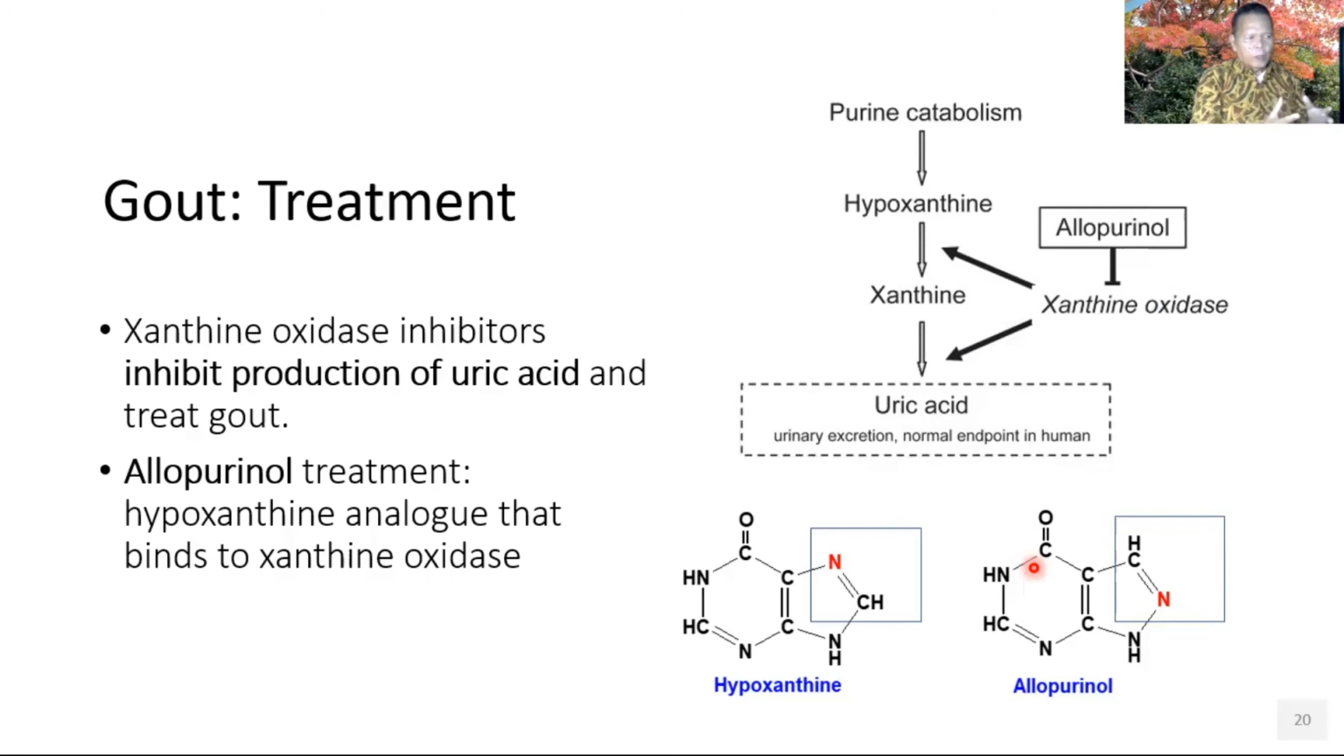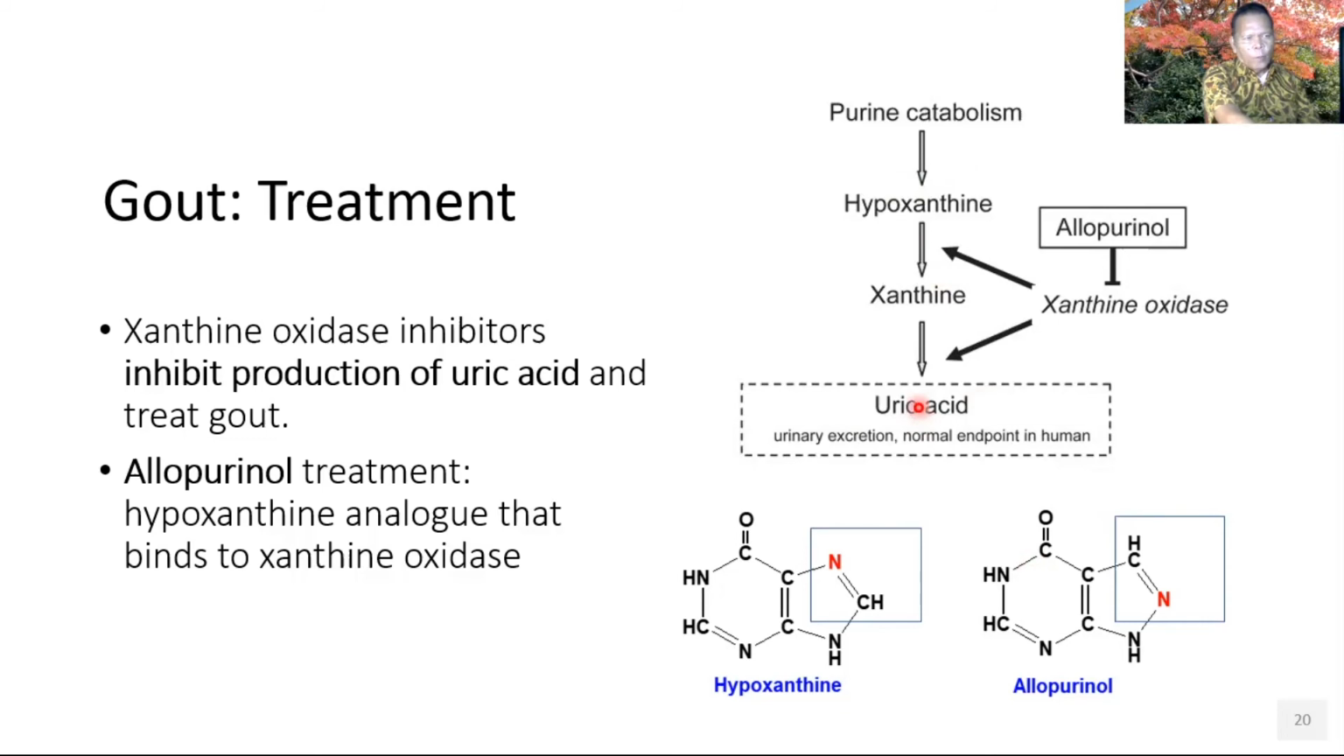Allopurinol treatment, in this case, is a hypoxanthine analog that binds to xanthine oxidase. Let's see this one. This is purine catabolism, of course. This is hypoxanthine. Then this hypoxanthine will be converted into xanthine, and this xanthine will be converted into uric acid. And this uric acid is excreted in urine, and this is the normal endpoint in humans. Let's see this one, xanthine oxidase.